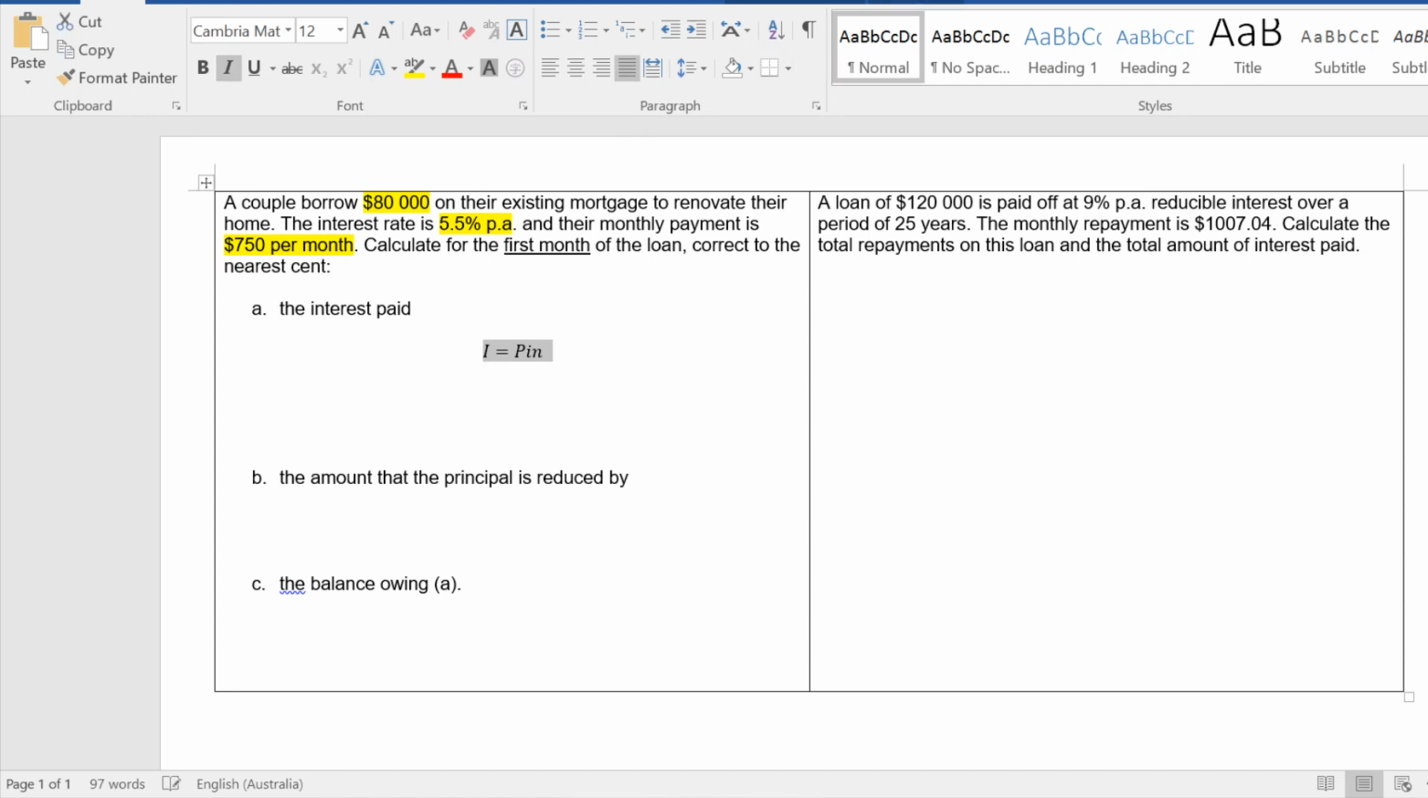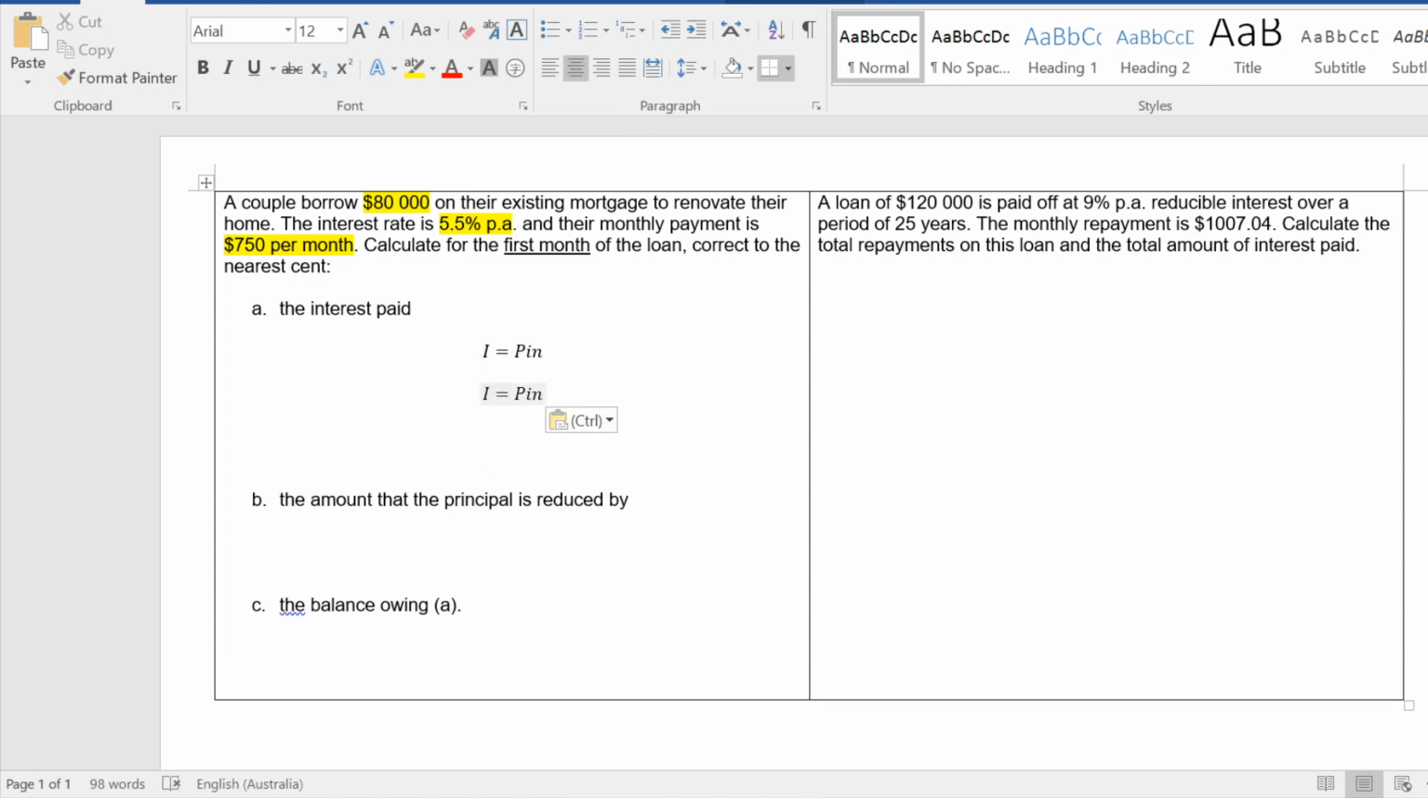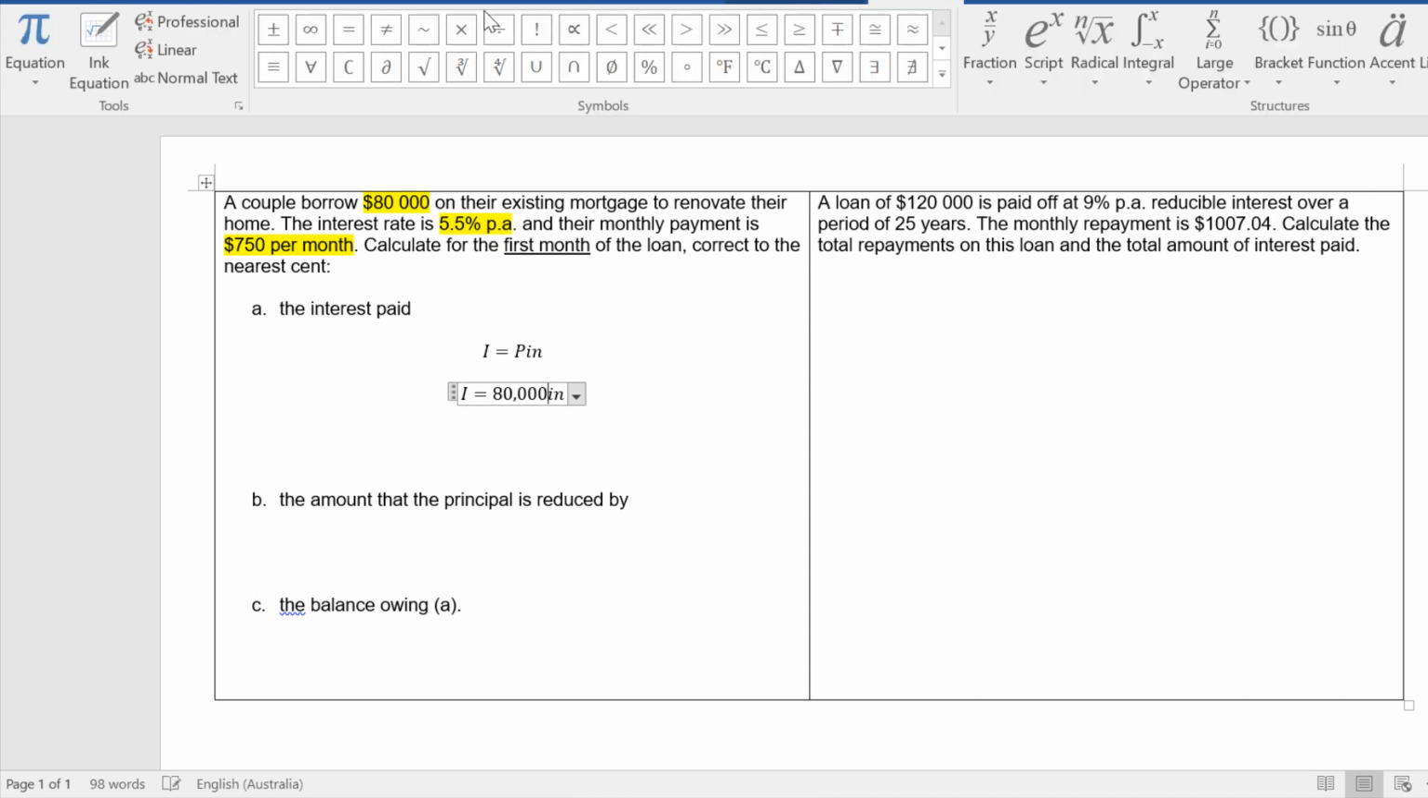Now, to do that, we're going to use our simple interest formula, and we're going to substitute what we know. So first of all, our principal is going to be $80,000. That's how much they borrow. Next up, we have the interest rate. Now, if you put 5.5, you would be incorrect. We need to turn that into a decimal, like so.